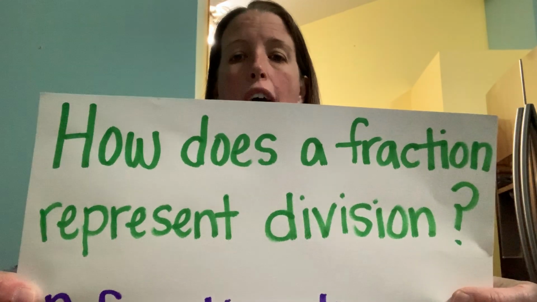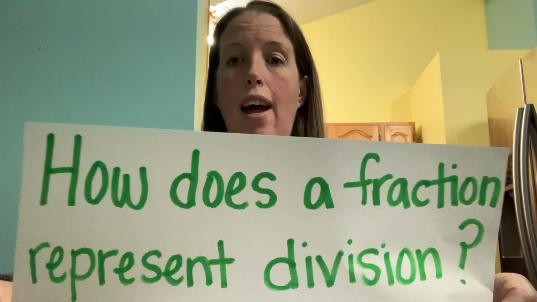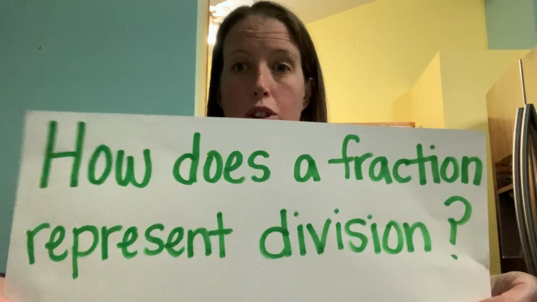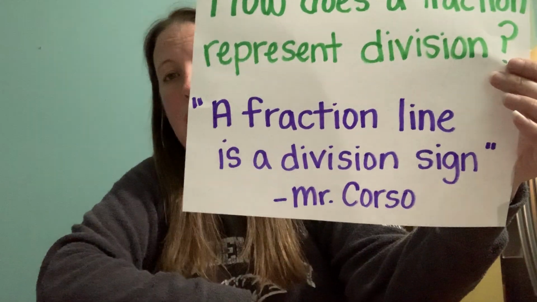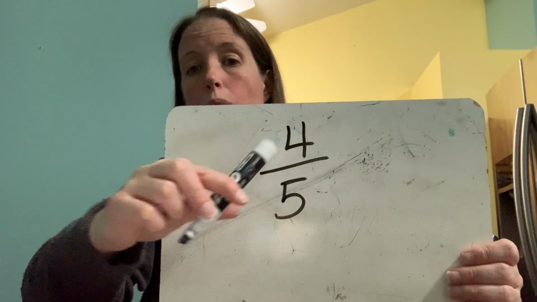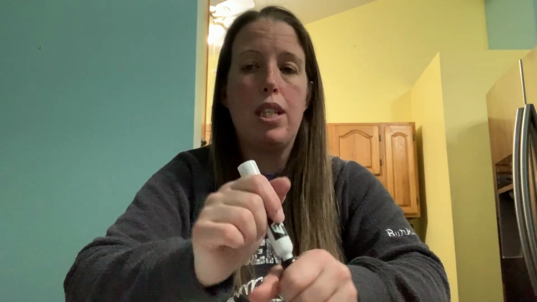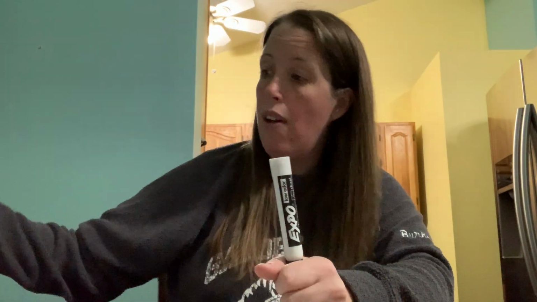Today we're going to continue with dividing fractions, and we're going to try to answer the question, how does a fraction represent division? And I'm going to quote the wise Mr. Corso. Mr. Corso has a saying that he uses all the time that says a fraction line is a division sign. So when you see the fraction 4/5, you're also saying 4 divided by 5. So today we're going to take a look at why that is, or what that looks like. And then I'm going to give you some quick little tips on how to do this correctly.